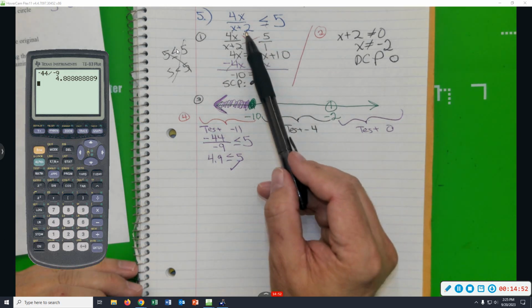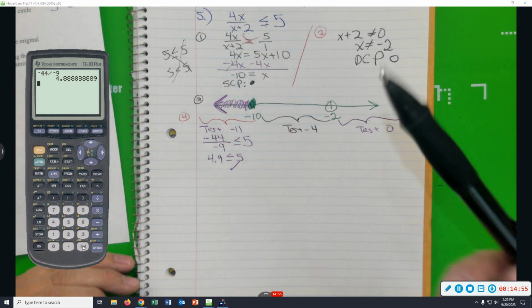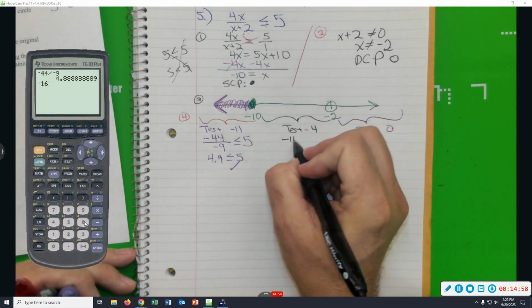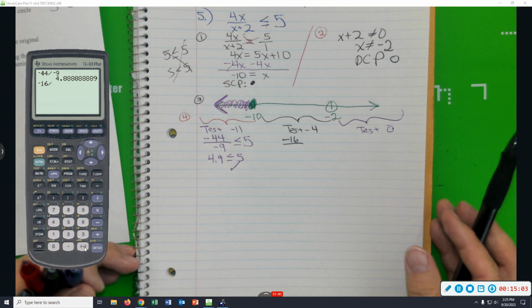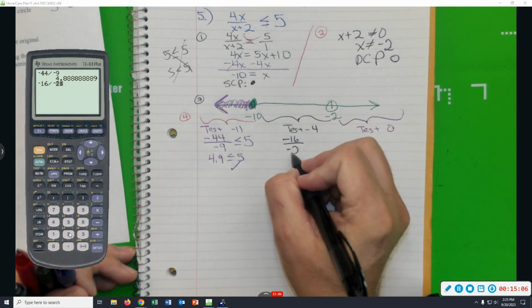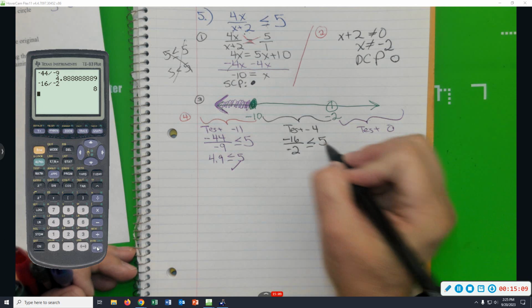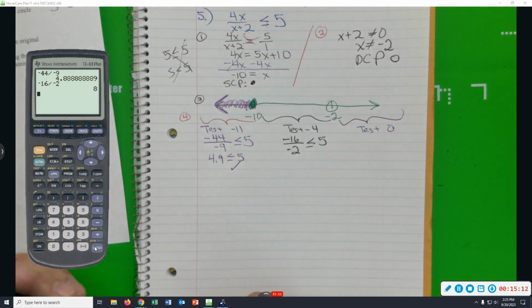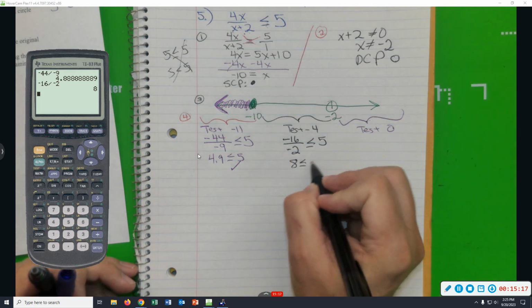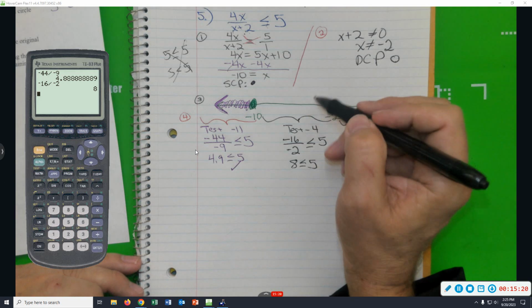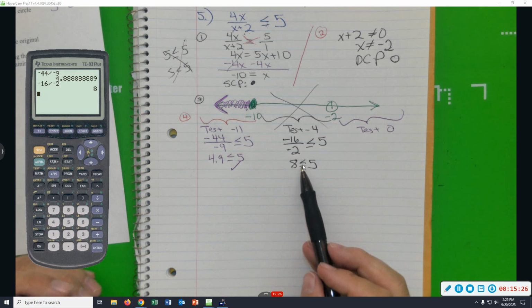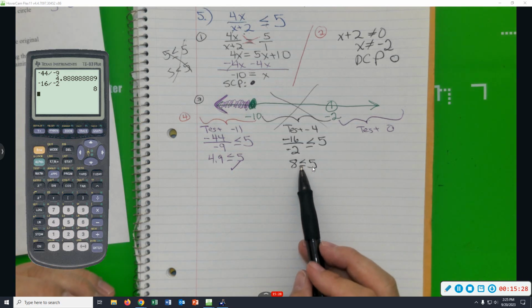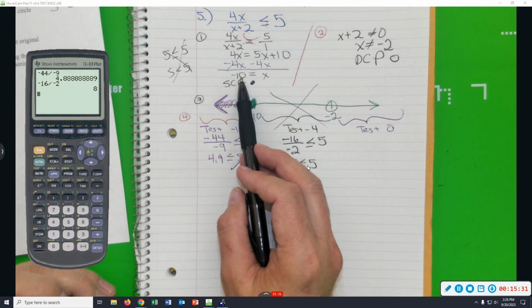Okay, -4. Plug negative 4 into the original inequality. 4 times negative 4 is negative 16, all over negative 4 plus 2, which is negative 2. Is that less than 5? Negative 16 divided by negative 2 is 8. 8 is less than 5. True or false? False. Cross it out. Now I notice you're just saying less than because you know it's not equal. The only time it would be equal to 5 is at that solution cut point.